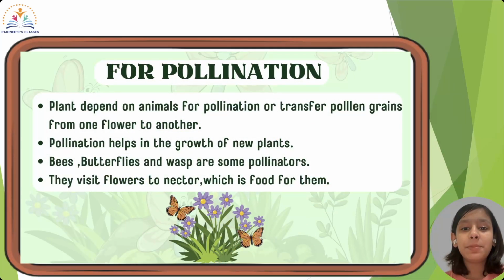Now let's dive deeper into how animals help plants. Let's start by discussing their role in pollination. Plants depend on animals for pollination, or the transfer of pollen grains from one flower to another. Pollination helps in the growth of new plants. Bees, butterflies, and wasps are some pollinators. They visit flowers for nectar, which is food for them.